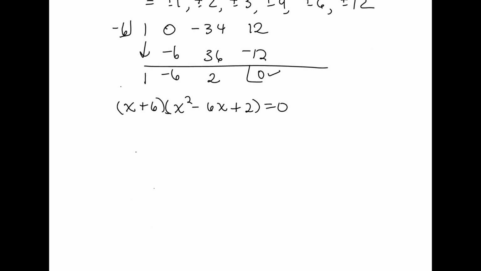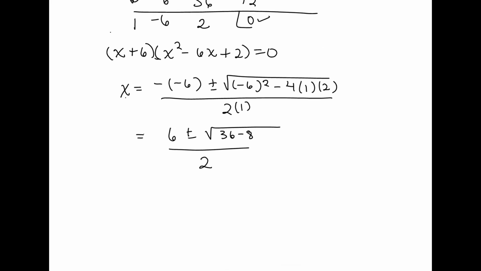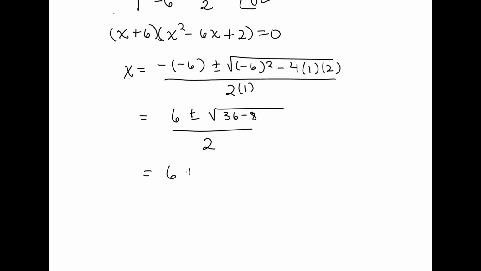Okay, so I found one of my solutions. I need the other 2, and because this is not a quadratic that's going to factor, I'm going to have to use the quadratic formula. So x equals the opposite of negative 6 plus or minus the square root of negative 6 squared minus 4 times a times c all over 2 times a. So this is 6 plus or minus the square root of 36 minus 8 over 2. So this is 6 plus or minus the square root of 28 over 2.